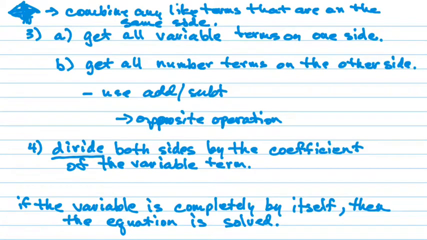So before you start moving terms, combine any like terms that are on the same side. So let's make that a step 3. We'll make that step 4 and this step 5. Okay? You should combine any like terms that are on the same side. But make sure you've gotten rid of the brackets and the fractions first.